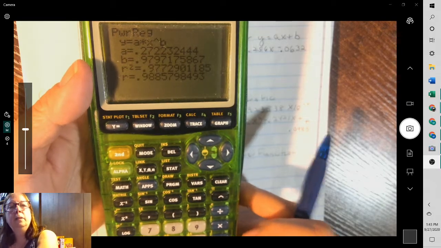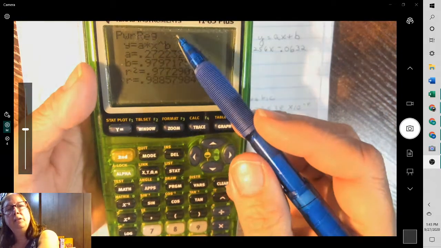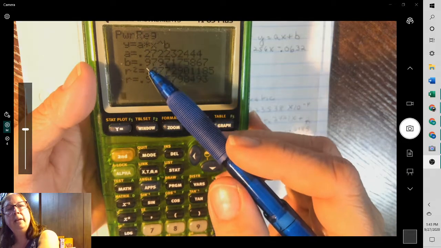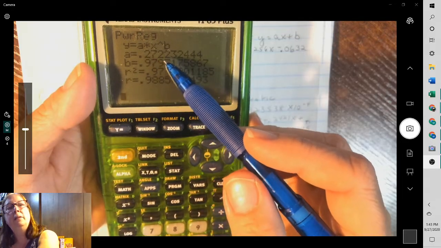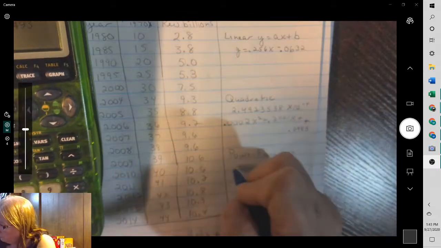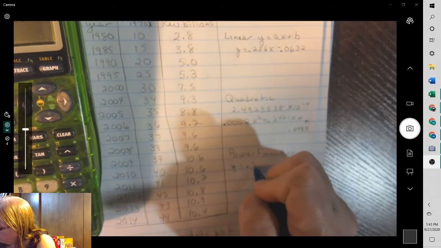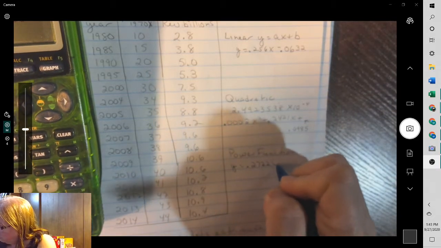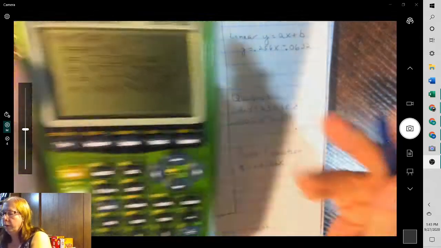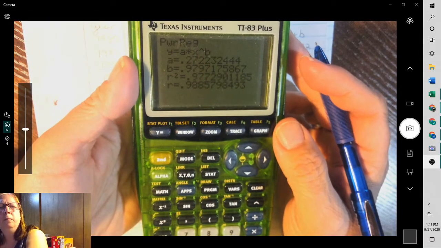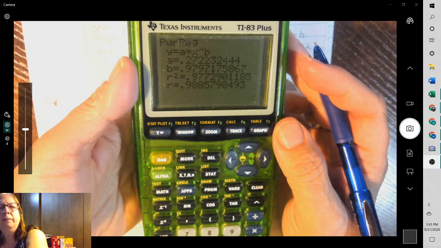And there it is. Notice it says ax to the b power. So our a is 0.2722 x, and then our exponent is 0.9797.